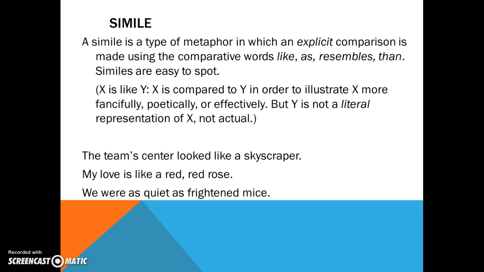So if we have the example, the team's center looked like a skyscraper, I'm trying to think of what kind of things am I trying to say about that basketball player by comparing him to a skyscraper. He's tall, he's thin, towers over other people, something like that. My love is like a red, red rose. It's a very famous poem. We can think about what is the love like that the rose is being compared to. Maybe it's beautiful, it's in full bloom, it's valued, it's velvety, all those sort of things. So always have a purpose for your comparison.